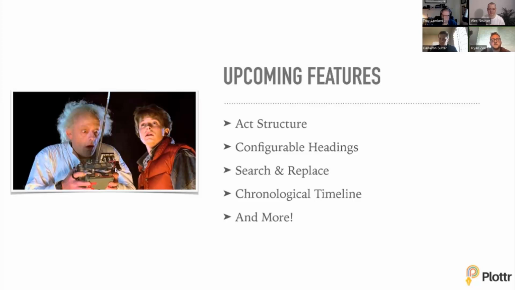We have a search and replace functionality in the works, along with the ability to create a kind of chronological timeline. So anyone who's familiar with Aeon timeline, this is basically going to replace that kind of functionality right within Plottr. And we have a whole lot of more functionalities coming up. You can see on our roadmap, and I'll post a link during the Q&A so you can see all the things that we have, and you can vote on your favorite features, and you can add your own ideas as well.